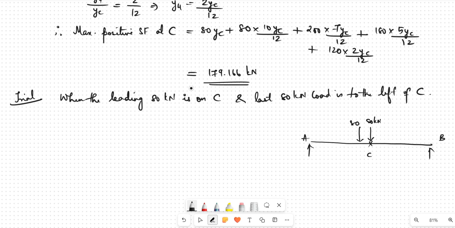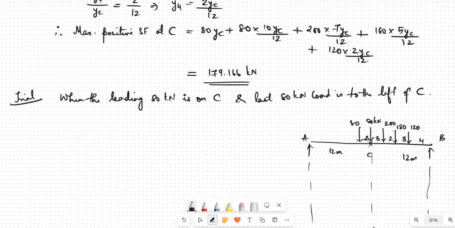So that position was after 2 meters. Then after 3 meters you have 200 kilonewton load. After 2 meters you have 180 kilonewton load and after 3 meters you have the leading 120 kilonewton load. So this distance is 4. This is 12 meters. So 3, 4, 5, 6, 7, 8 plus 4, 12. Now draw the shear force diagram.